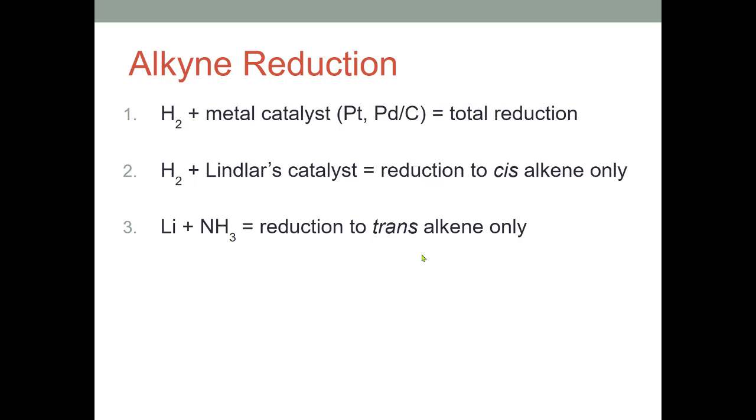Continuing on through our reactions for alkynes, we have reductions. In the previous chapter, we talked about how you can reduce an alkene to an alkane by adding a pair of hydrogens, usually from hydrogen gas, that's been adsorbed to a metal catalyst, typically platinum or palladium and carbon. We can do that here too. We just do it twice. So we get total reduction.